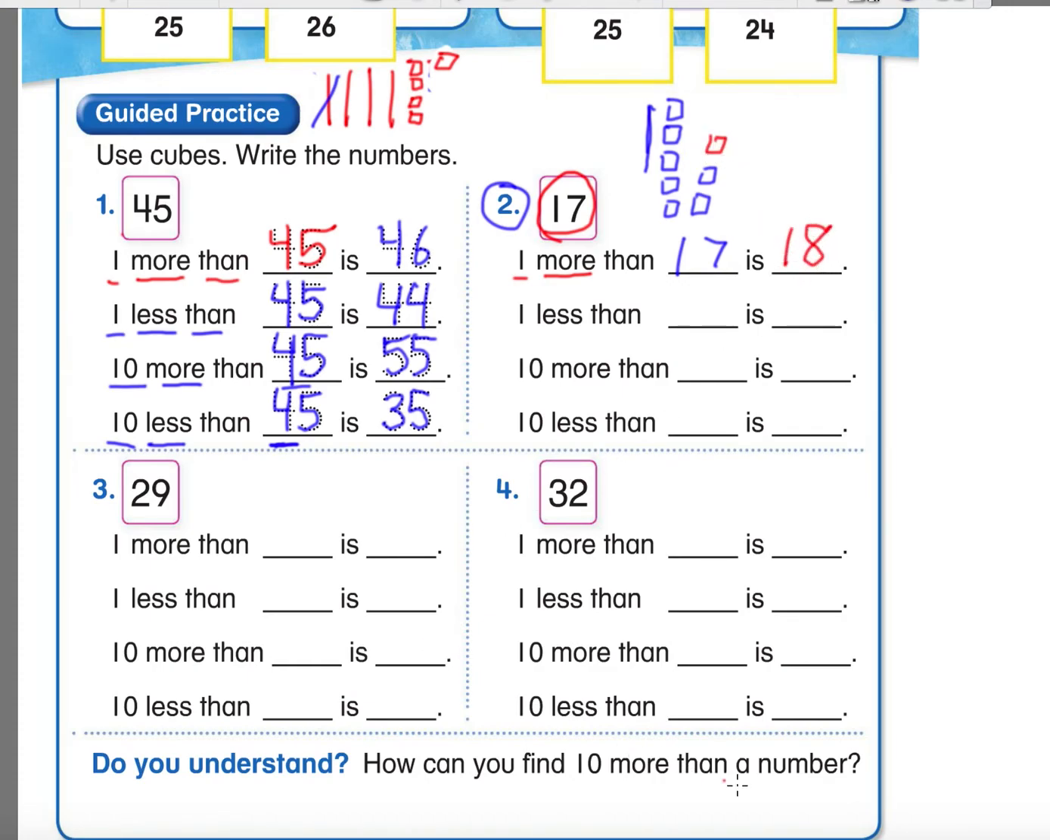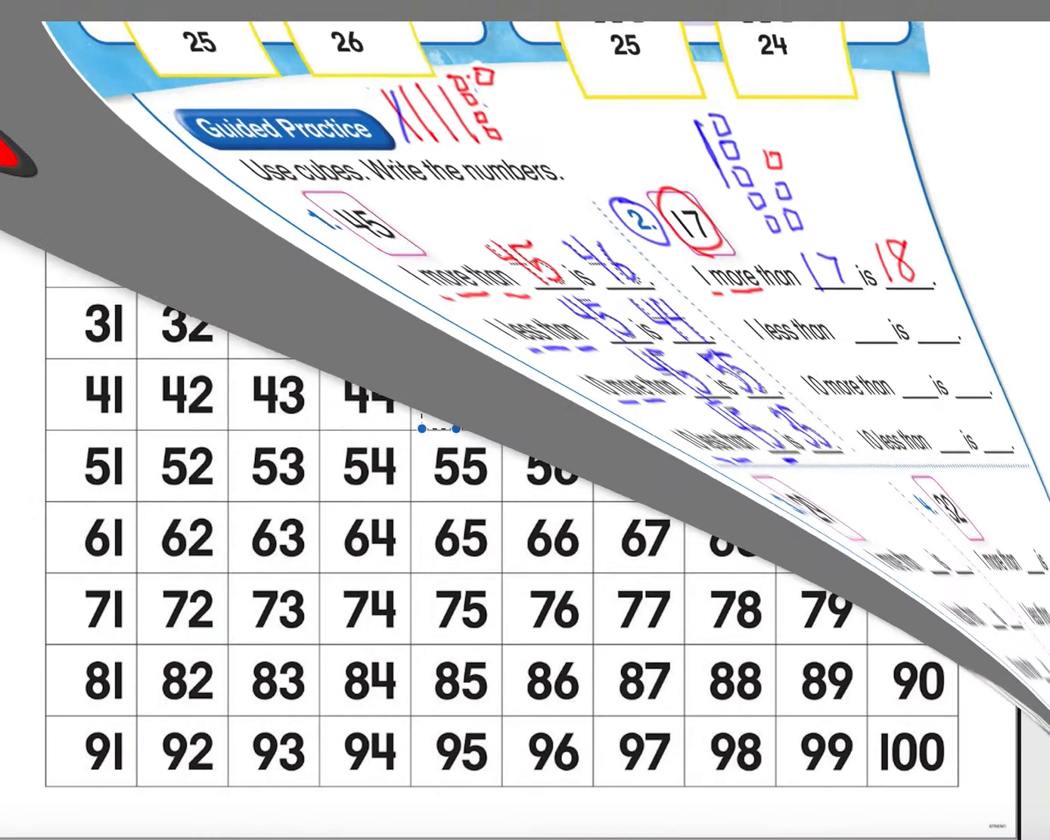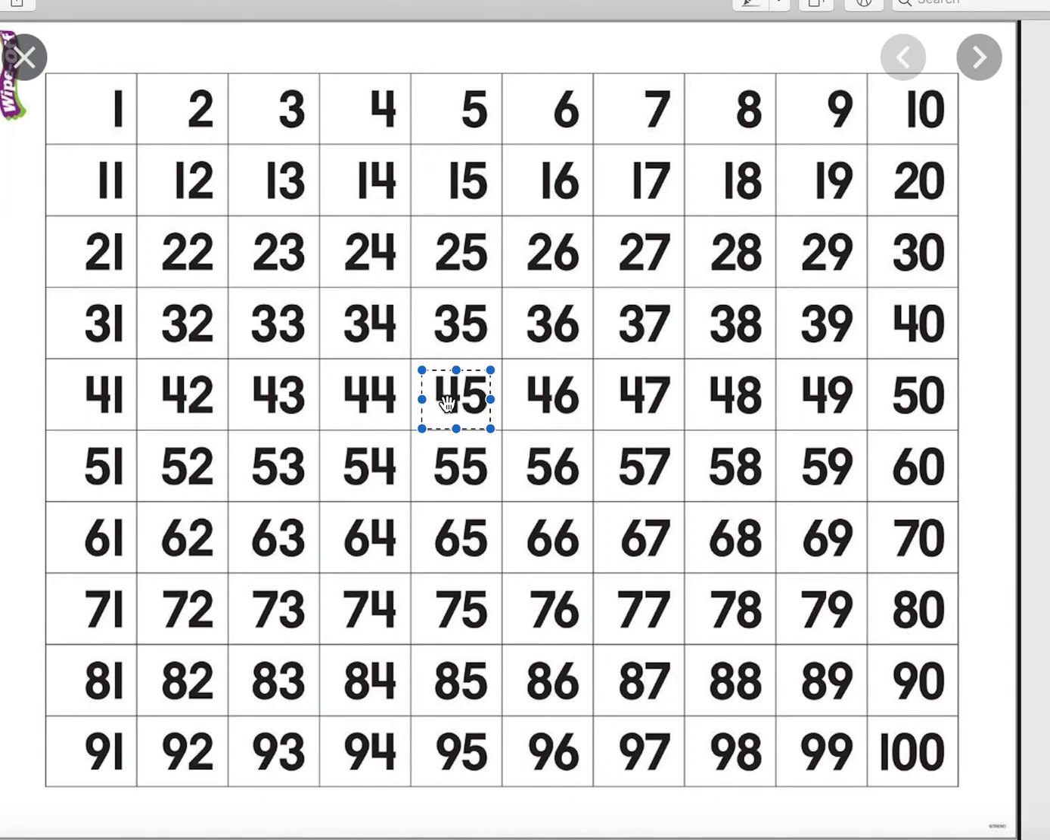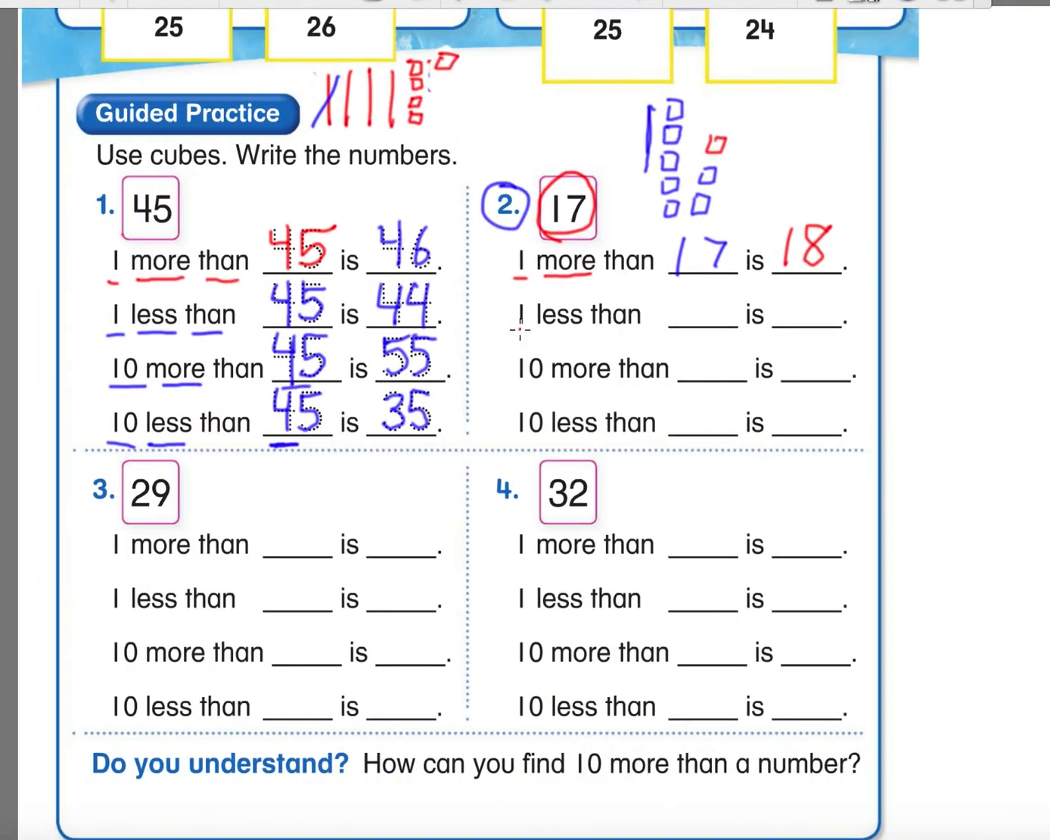And to check our work, we can always go to our 100 chart and find the number 17. There he is. And one more, we just hop over one. 18. That's all it is. Let's go to the next one. One less than 17.